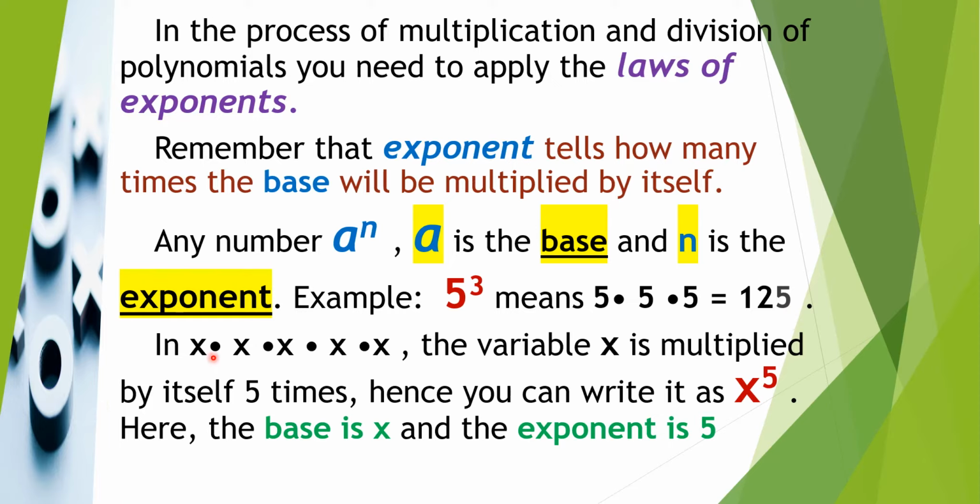In x times x times x times x times x, the variable x is multiplied by itself 5 times. Hence, you can write it as x raised to 5. Here, the base is x and the exponent is 5.